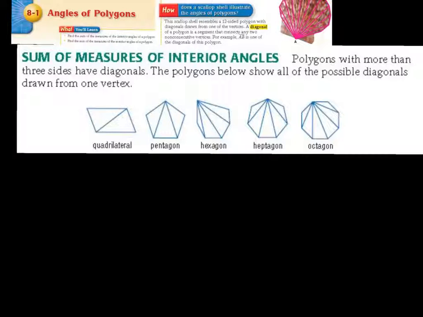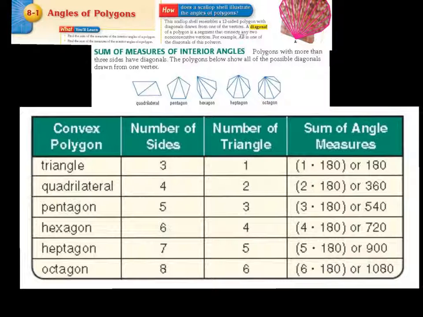The polygons below show all the possible diagonals drawn from one vertex. So here is a diagonal of a quadrilateral, 2 from a pentagon, 3 in a hexagon, 4 in a heptagon, and 5 in an octagon. As we draw diagonals, we're breaking up each polygon into triangles.